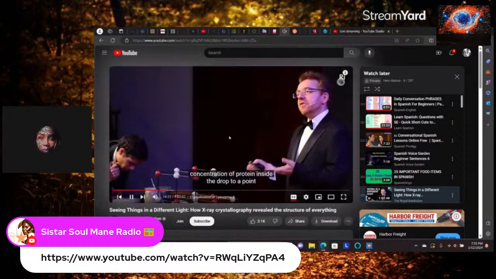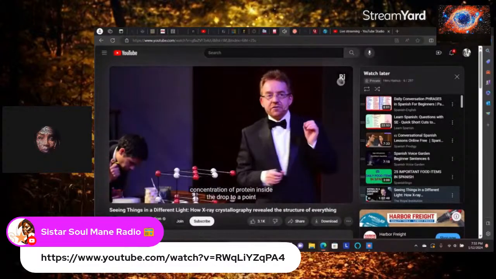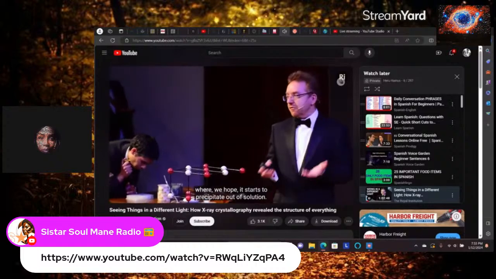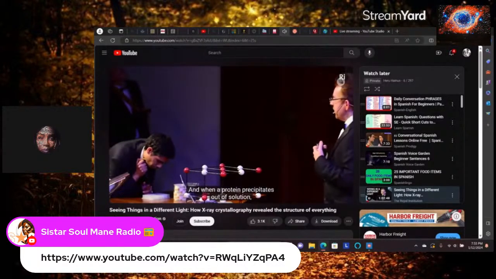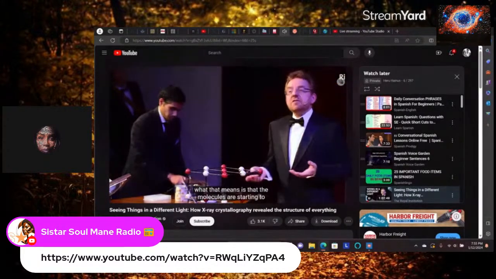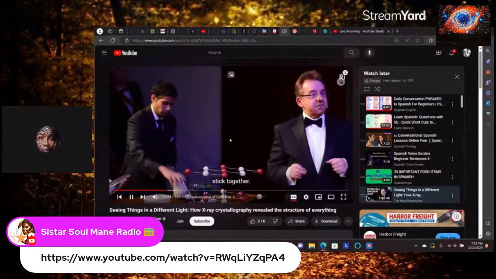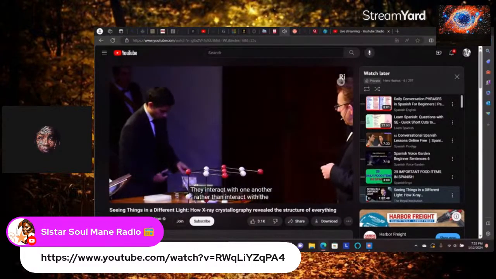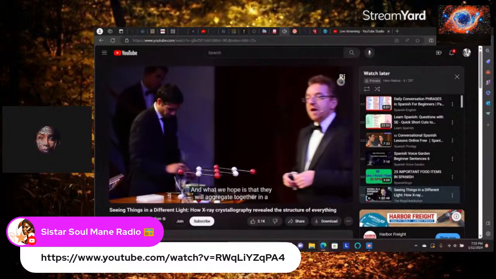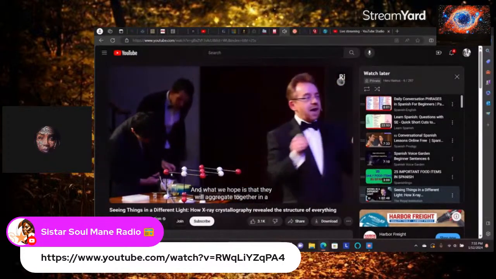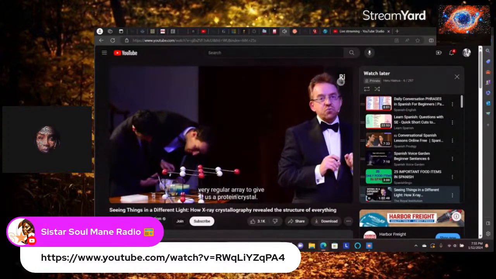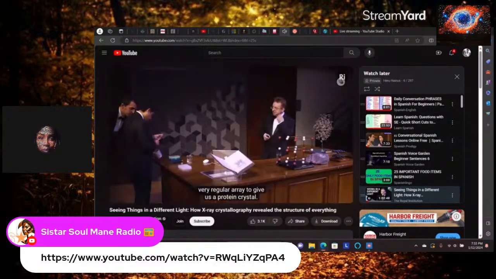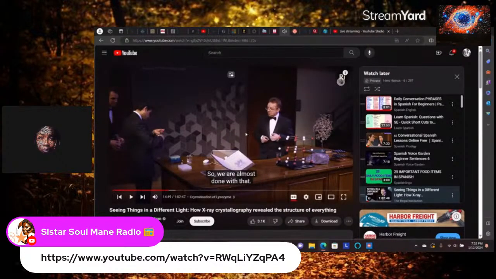And it will increase the concentration of protein inside the drop to a point where we hope it starts to precipitate out of solution. And when a protein precipitates out of solution, what that means is that the molecules are starting to stick together. They interact with one another rather than interact with the water molecules. And what we hope is that they will aggregate together in a very regular array to give us a protein crystal.